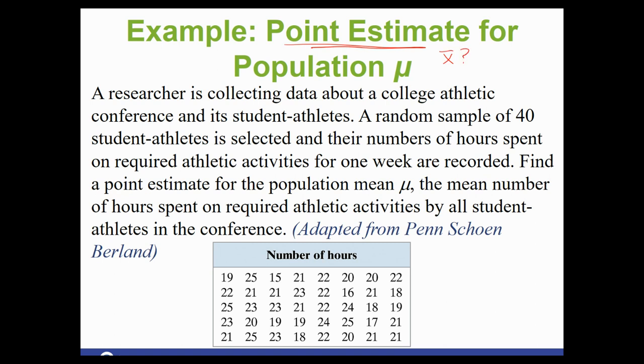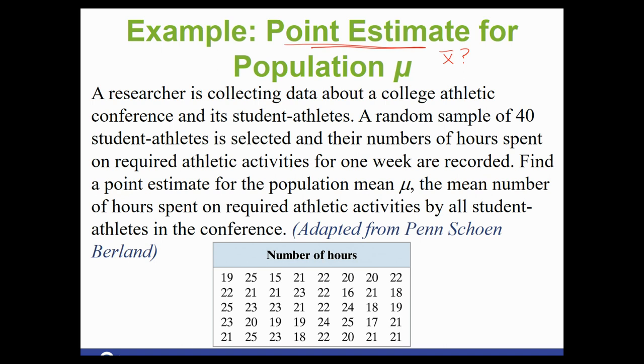So this example says a researcher is collecting data about a college athletic conference and its student athletes. A random sample of 40 student athletes is selected and their numbers of hours spent on required athletic activities for 1 week are recorded. Find a point estimate for the population mean, mu, the mean number of hours spent on required athletic activities by all student athletes in the conference.